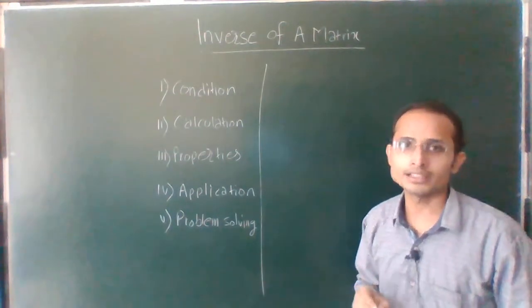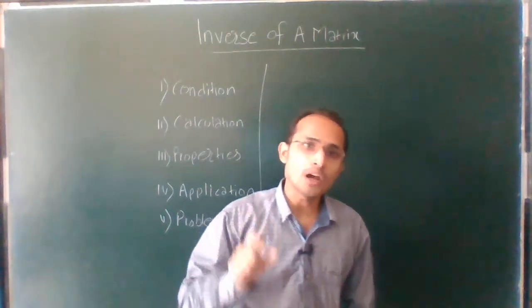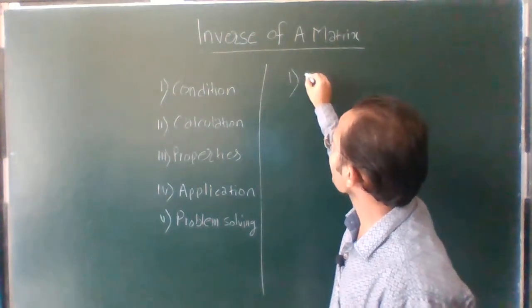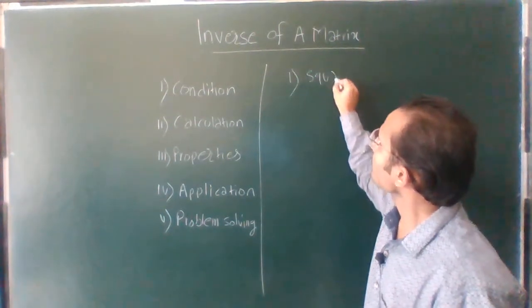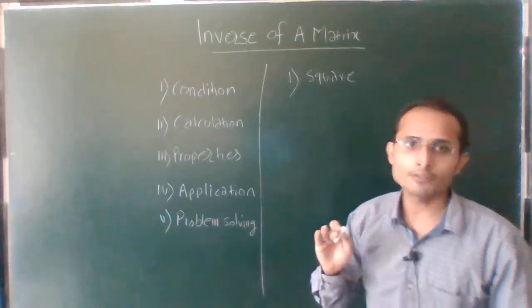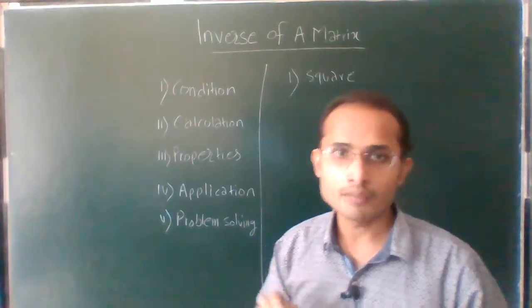The very first condition is that the matrix must be a square matrix. That is, the inverse of a matrix can only exist for a square matrix. So the first one: the matrix must be square. Only square matrices are invertible. A matrix whose inverse can be found is called an invertible matrix.